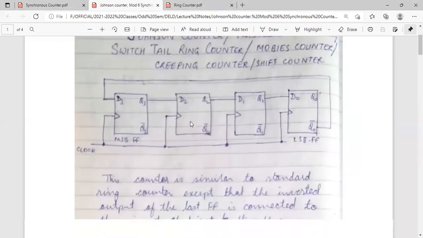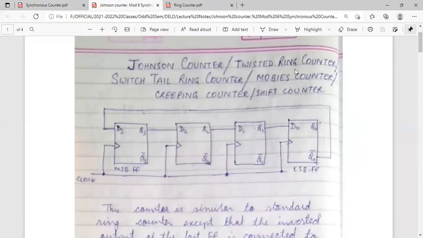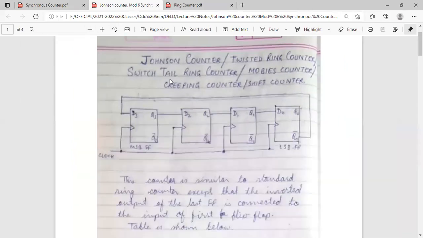So it is a Johnson counter or twisted ring counter. There are many names for this counter: switch tail ring counter, Mobius counter, creeping counter, or shift counter. So from this picture, what are you observing?